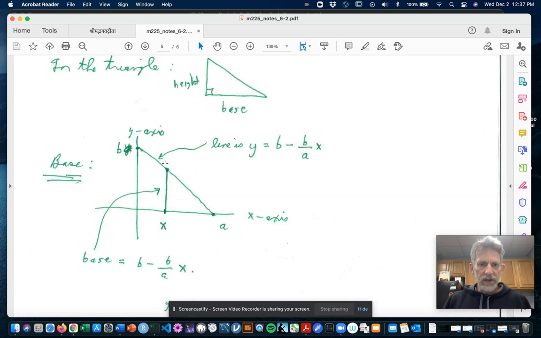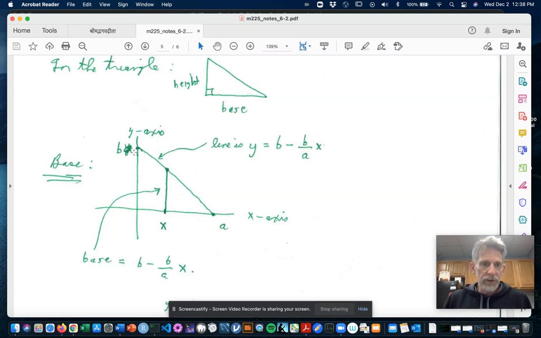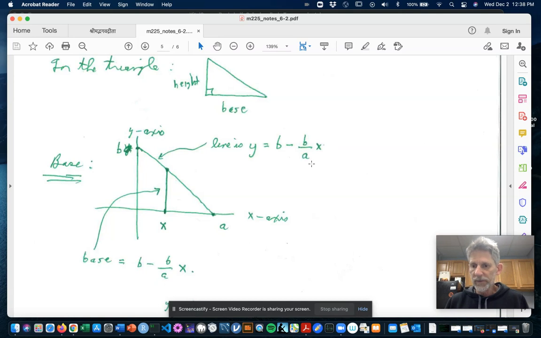And we can see that the height is simply going to be the y-coordinate for that line. So we just need to find the equation for that line. And there's, of course, a couple of ways you can do it. We've got 2 points we know are on the line. One is x is 0, y is b, and the other is x is a, y is 0. You could use point-slope formula, or you could use slope-intercept formula. But one way or another, you'll end up getting that y is b minus b over a times x.